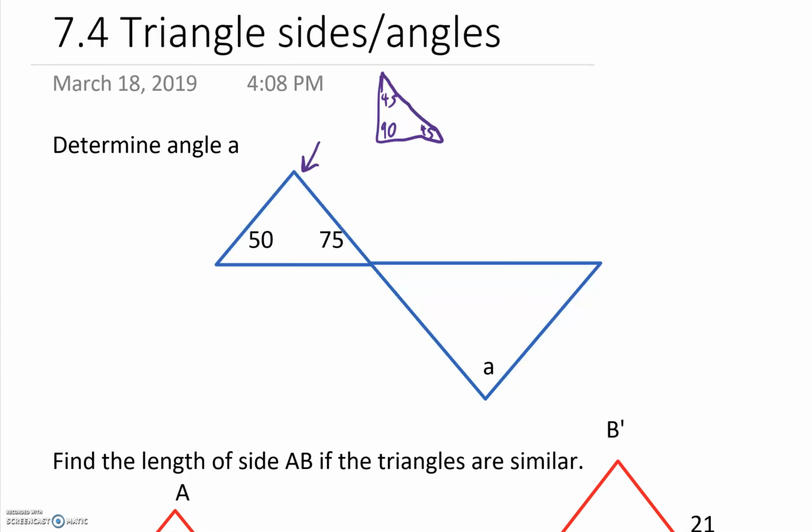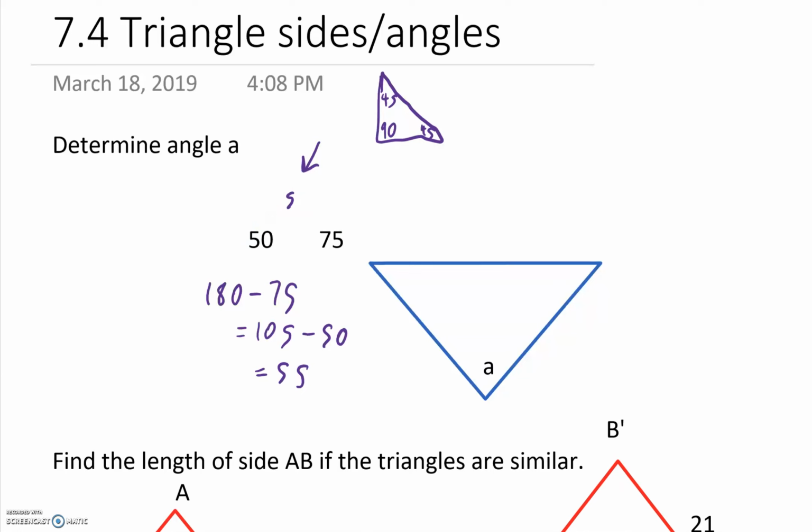So we have 180 minus 75, which will give us 105, minus 50, which would give us 55. So now we have 55 here. All right, so we've got the angle 55 there. So that's helpful. It's good to know.